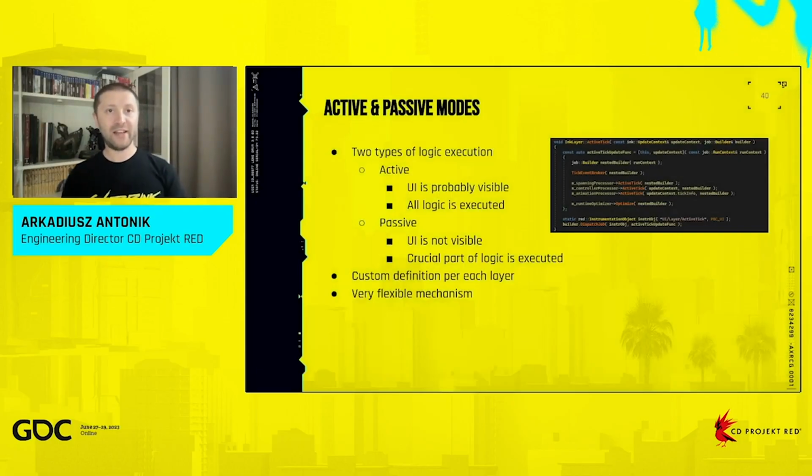We came up with the idea of two modes of execution, active and passive. That distinction was widely used in the whole UI framework. UI layer and all sub-objects could be executed in one of these two modes. And because each layer is different, each of them could define their own rules deciding which UI instance is passive or active.